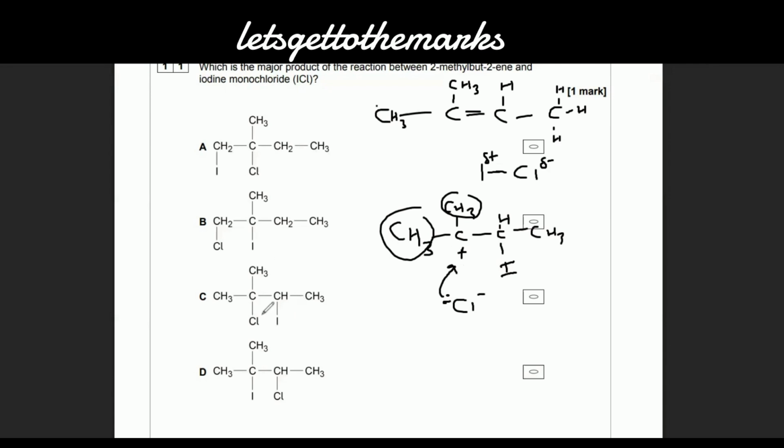So the answer is going to be C, and the reason being this is the major carbocation, so that is going to be the major product. This one over here is going to be the minor product, this D. Anywho, C is the correct answer.